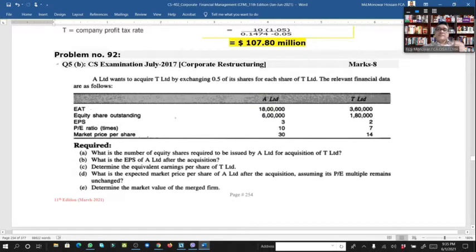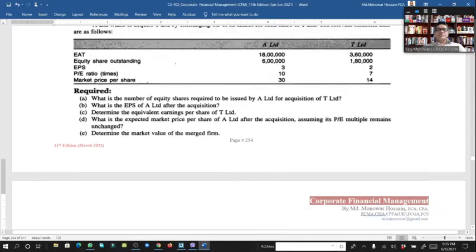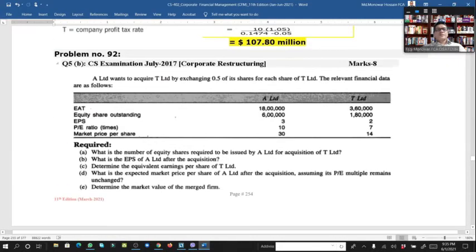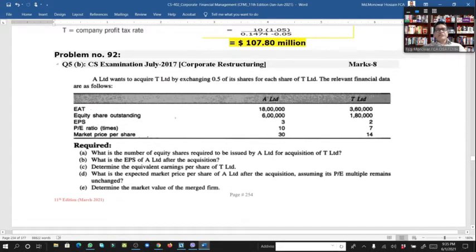Look here, previously its EPS was 3 taka. But after acquisition, the EPS increased from 3 to 3.13. So this is the achievement. Now determine the equivalent earning per share of T limited. Now T limited earning per share has to be determined.